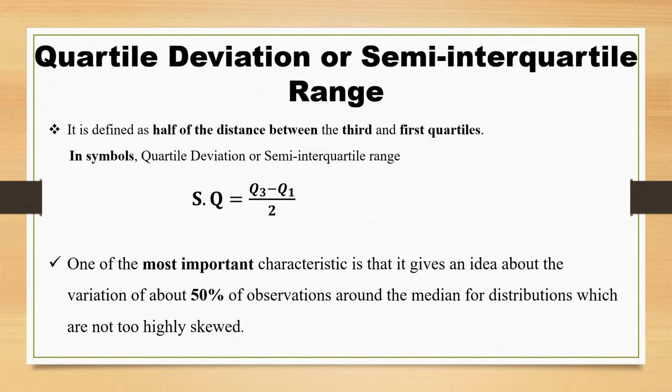Quartile deviation or semi-interquartile range. It is defined as half of the distance between the third and the first quartiles. Symbolically, quartile deviation is given by this formula. One of the most important characteristics is that it gives an idea about the variation of about 50% of observations around the median for distributions which are not too highly skewed.